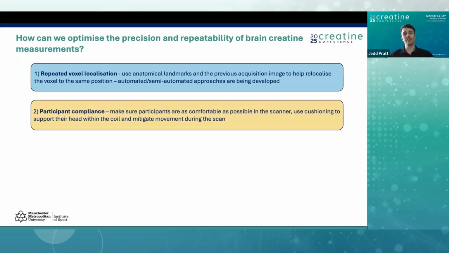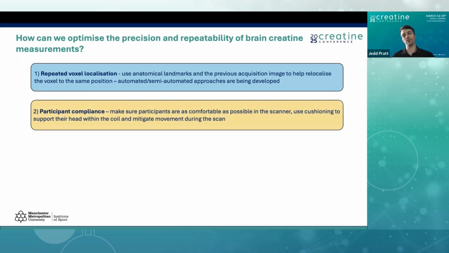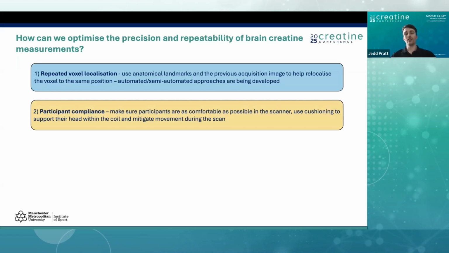In terms of our participant compliance, as I mentioned, this can be somewhat out of your control, but what you can control is making sure the participants are as comfortable as possible in the scanner. What we do here in the Institute of Sport is use quite a lot of different cushioning in and around the head within the head coil, just to make sure they're as relaxed within that coil and to mitigate any potential head movement during the scan. We also offer blankets to put over the legs to keep the participant at a comfortable temperature during the scan, because it can be quite cool, typically, in these MRI rooms.